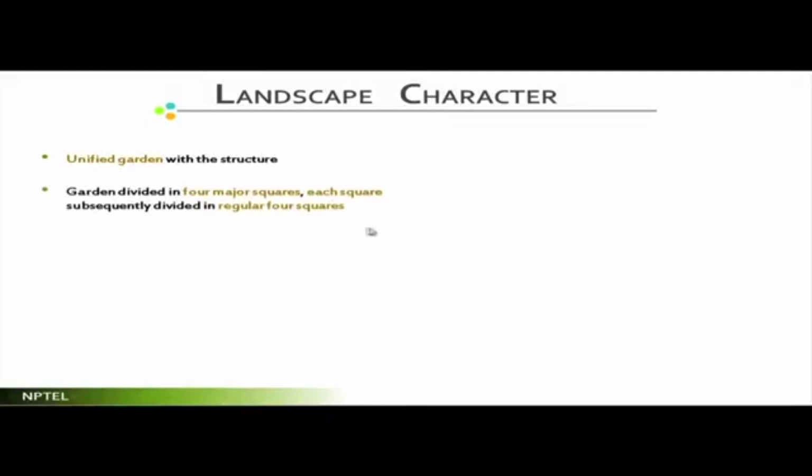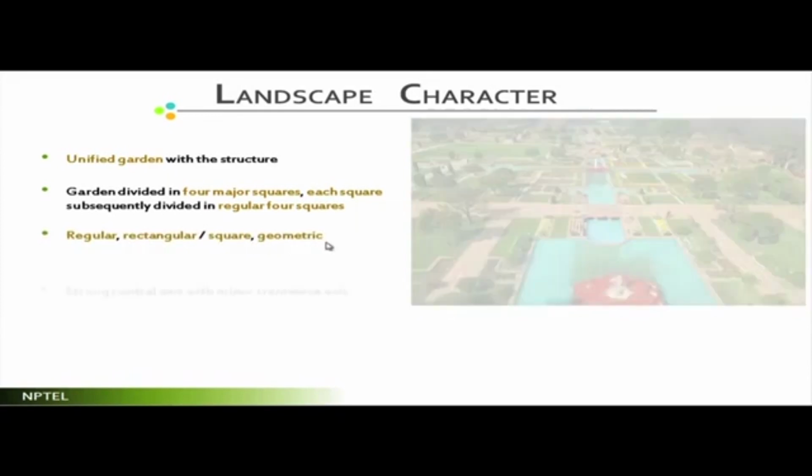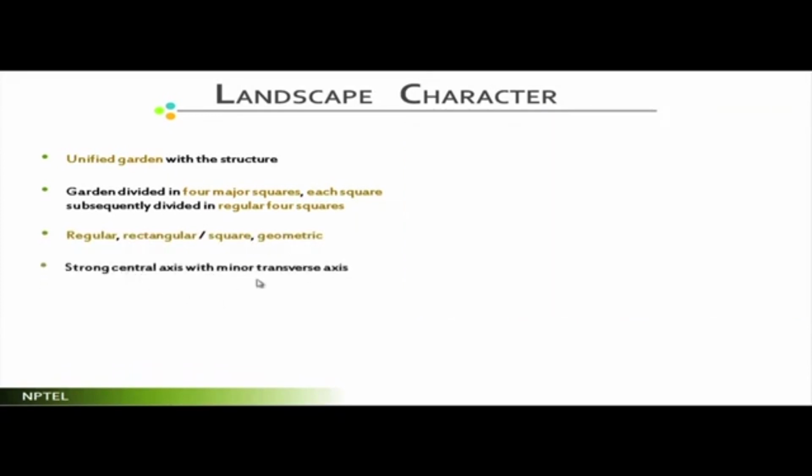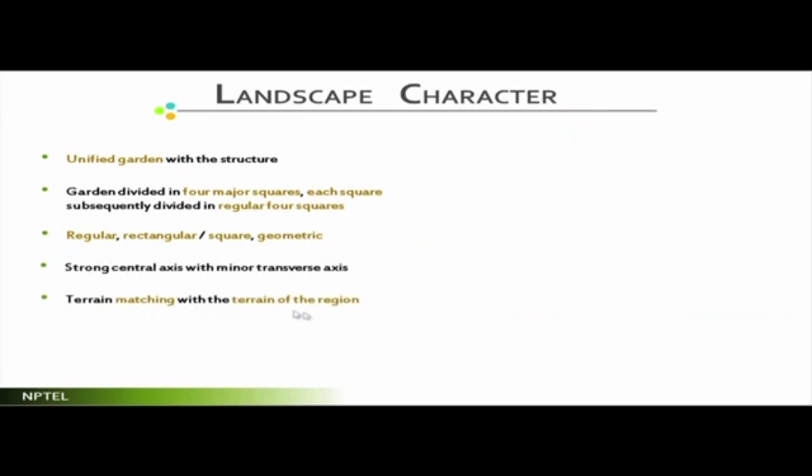The garden is divided into major squares, 4 major squares as I had discussed, regular rectangles or squares, but geometric, with a strong central axis with minor transverse axis, and terrain matching with the terrain of the region. In Agra it is flat, in Kashmir it is in slope. In Nishad Bagh they have multiple tiers or terraces.